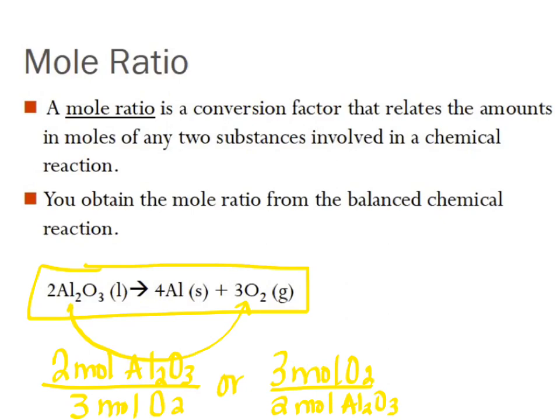Depending on what is given and what is unknown, you can flip your conversion factor. So what's the ratio of aluminum to oxygen? 4 to 3. Okay? 4 to 3. For every 4 aluminums I should get 3 oxygens. Or we can have 3 over 4, depending on where we're going with this.